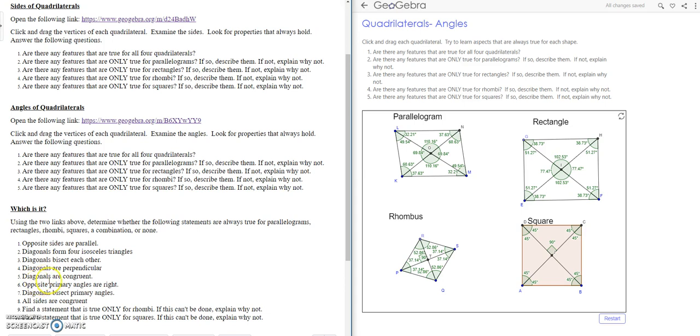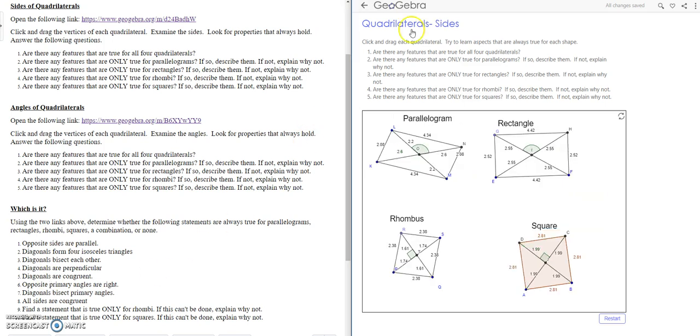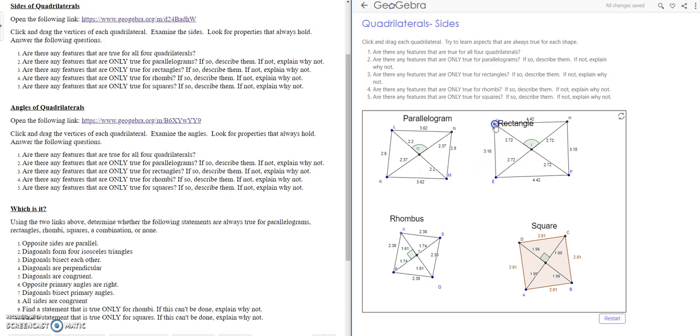Next one down was diagonals are congruent. If I look back at my diagonals, well, 2.2 and 2.2 is 4.4, but the other two, when I sum them, is 5.2. So they're not congruent. Just looking at that single example, and I can see that's true if I drag it around. If I look at my rectangle, if I add up the 2 smaller pieces, they always create congruent diagonals. So this one's true for the rectangle.